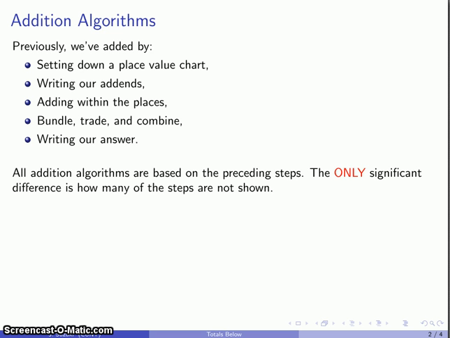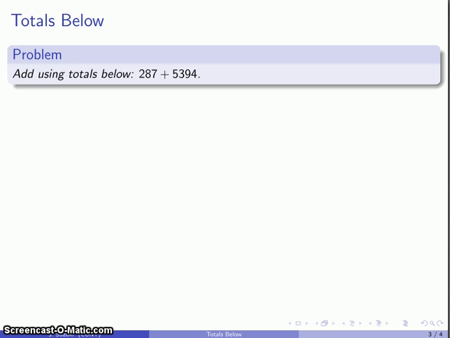All addition algorithms are based on these steps, and the only significant difference between them is how many of these steps we don't show. And the problem is that the steps we don't show are often where the difficulties arise in applying the algorithm. So let's take a look at a simple addition: 287 plus 5,394.